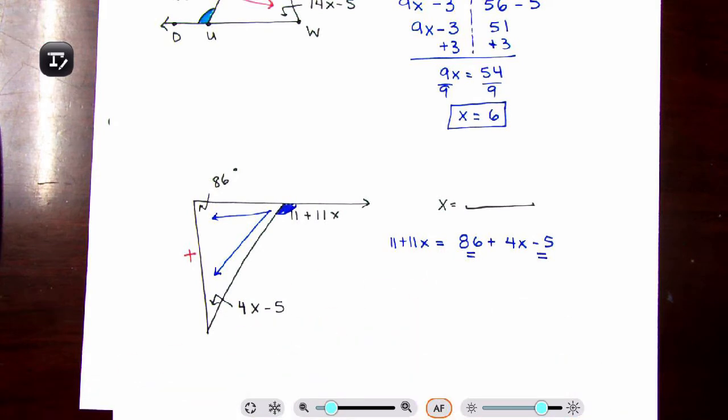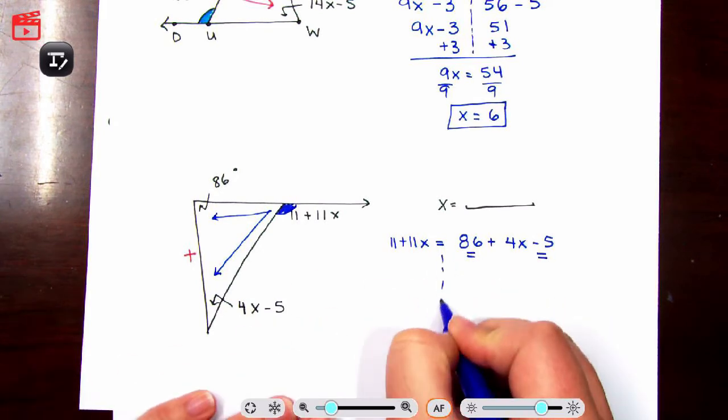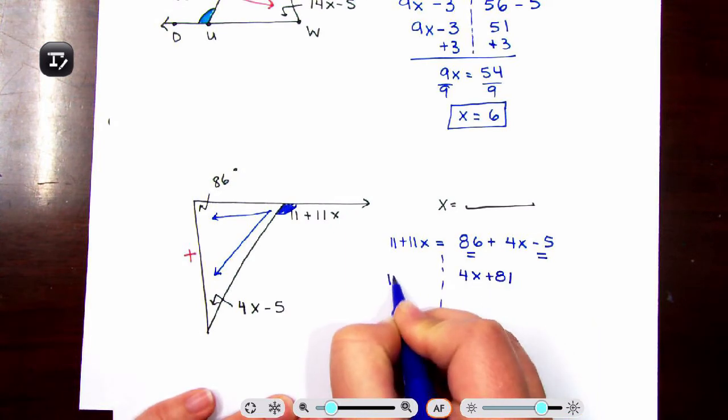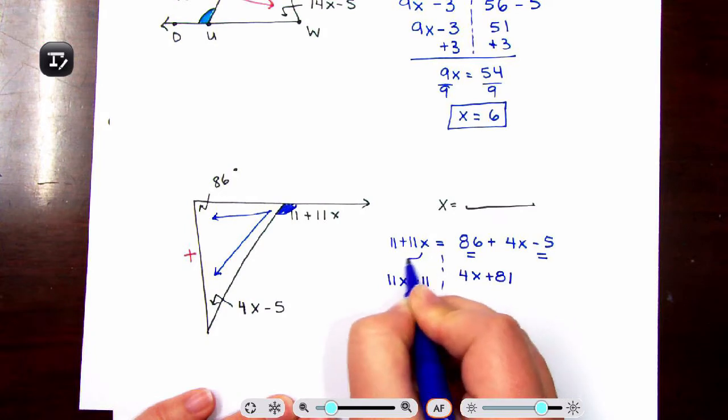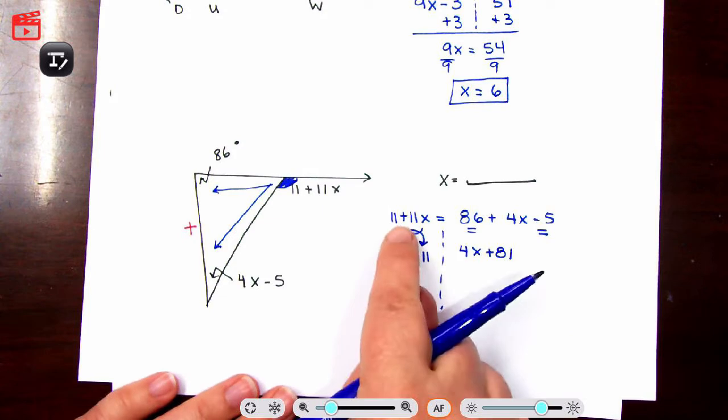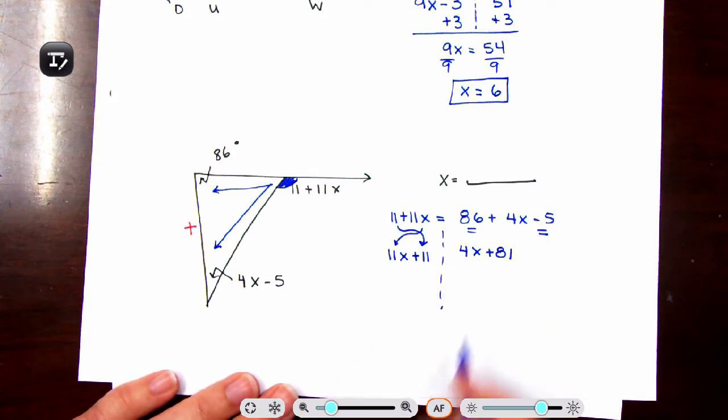86 minus 5, that is 81. So I'll do 4x plus 81. That's equal to 11x plus 11. Now I did kind of do a switcheroo there. It doesn't matter as long as they're both positive, because both of them are positive originally.